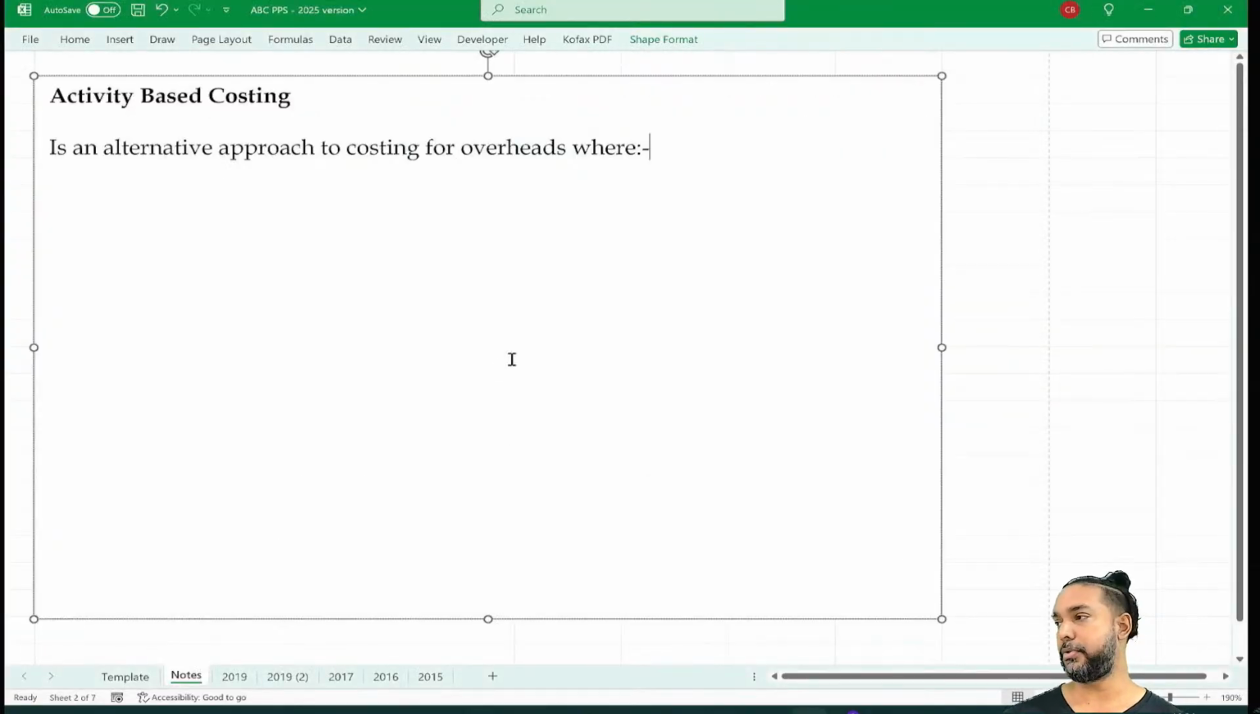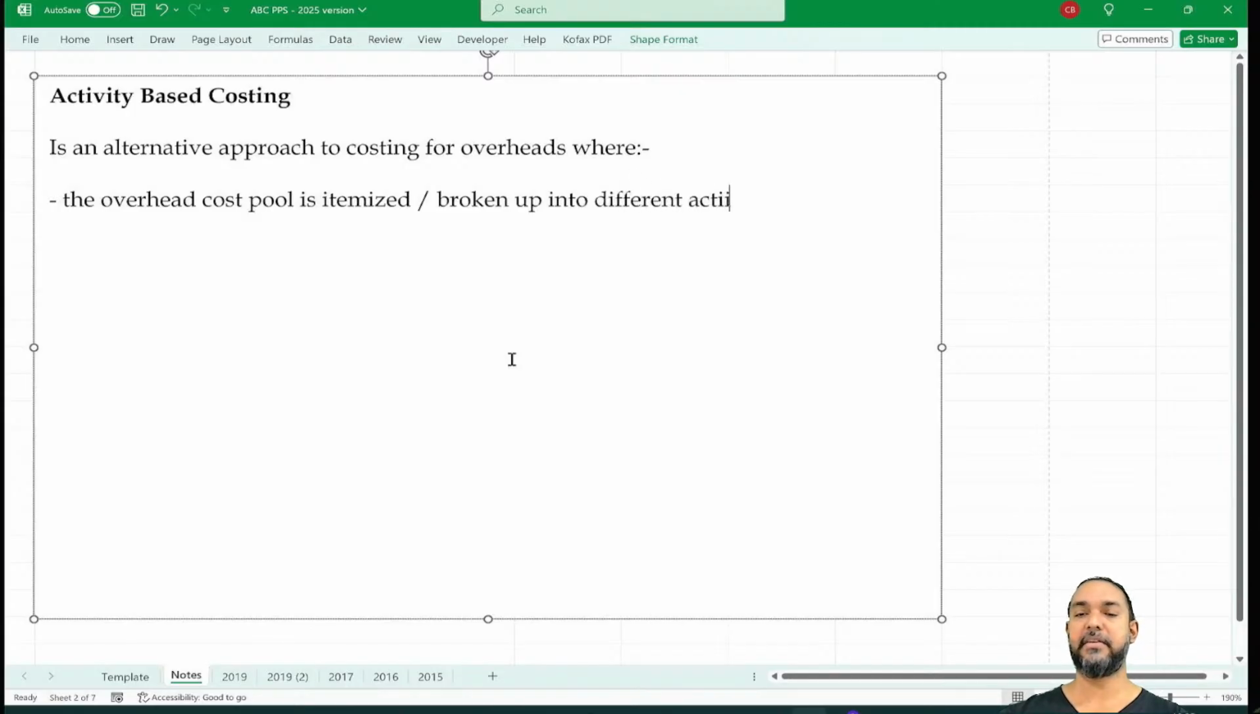All right, so we are going to have a little notes now. So activity-based costing is an alternative approach to costing for overheads where the overhead cost pool is itemized, broken up into different activities, and then the cost driver for each activity is identified. So it's a cost driver for each activity.